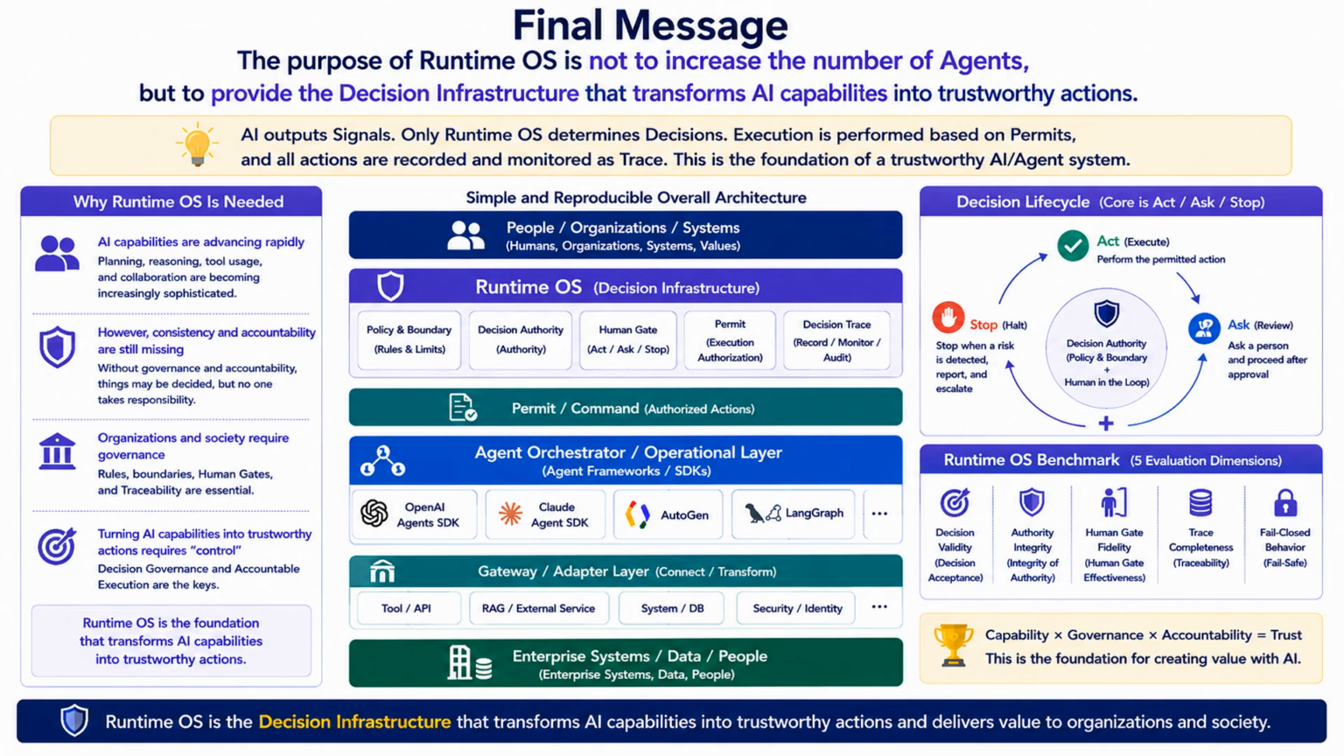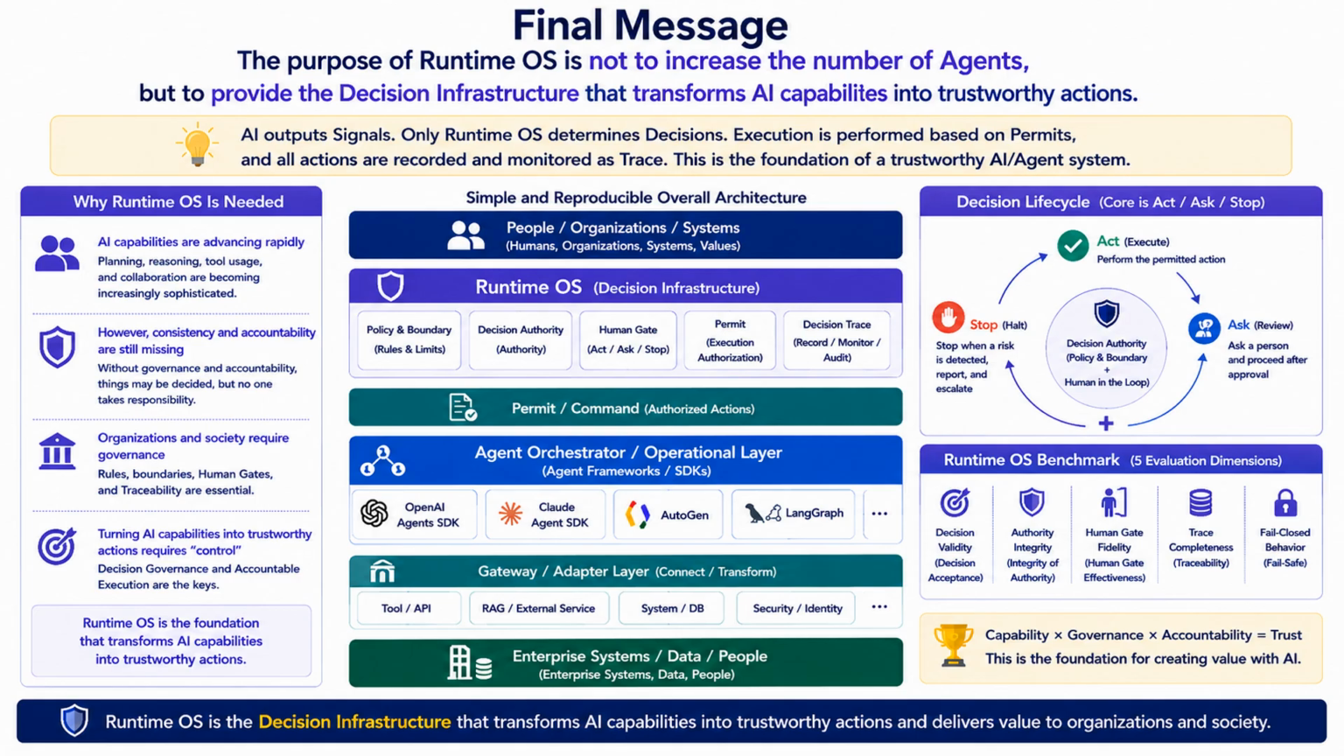When an action is dangerous, uncertain, or exceeds its authority, the system stops. And the entire process, from signal through decision, permit, and execution, is recorded as a trace. In other words, act, ask, and stop themselves are governed by decision authority. We then evaluate whether this entire mechanism is functioning correctly through decision validity, authority integrity, human gate fidelity, trace completeness, and fail-closed behavior. Together, these elements form the foundation of Runtime OS.